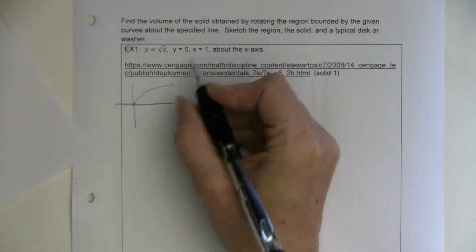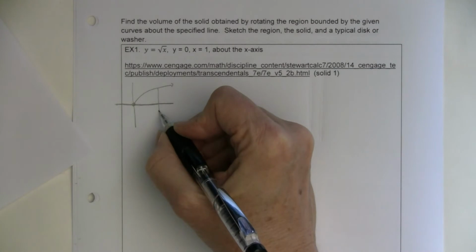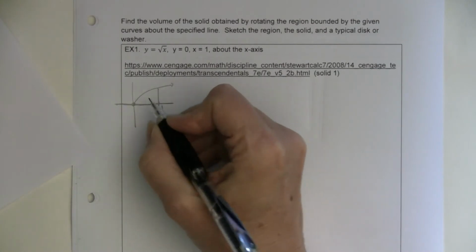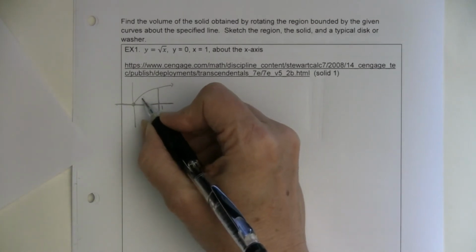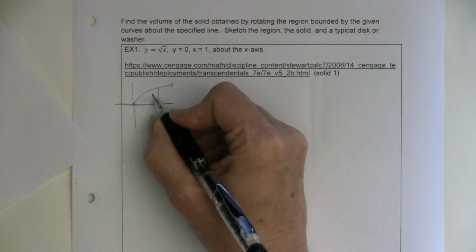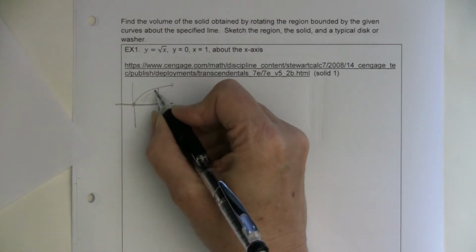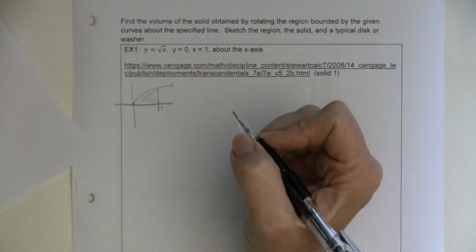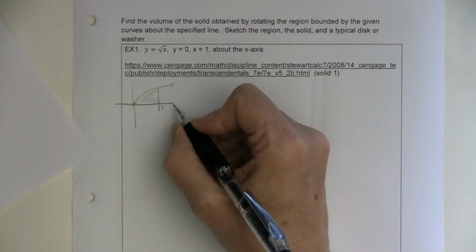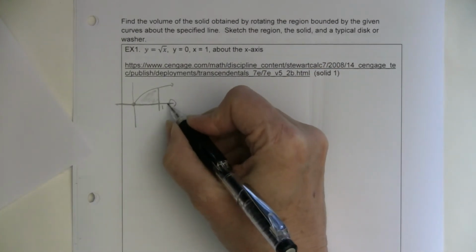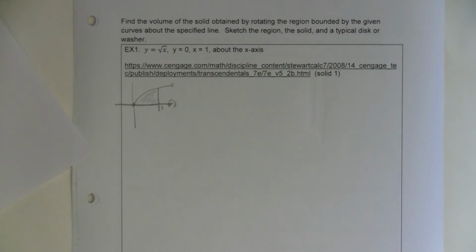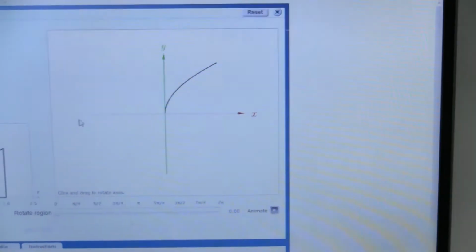And then x equals 1. So here's x equals 1. And then this region that we just trapped is the region that we are going to rotate around the x-axis. So they're going to be rotating this around the x-axis. So I want to show you what that would look like.